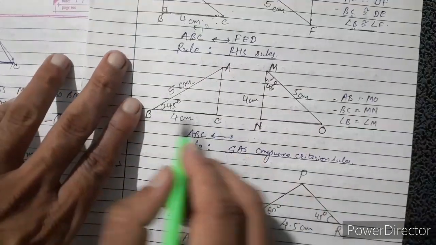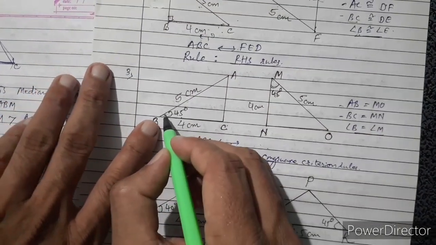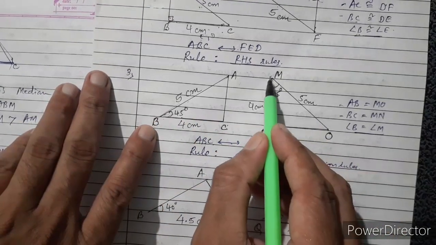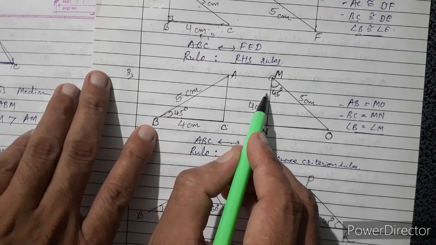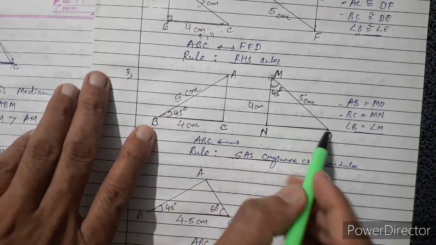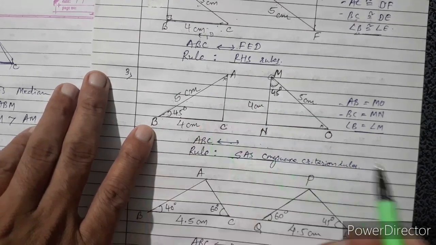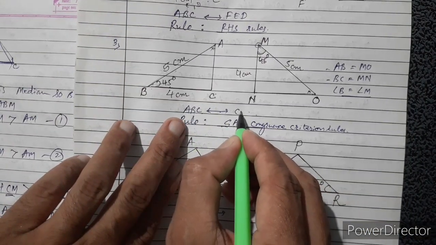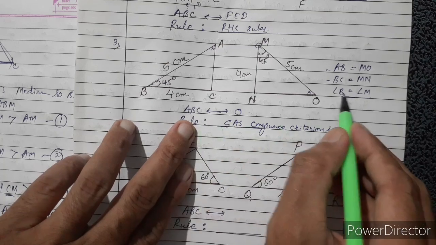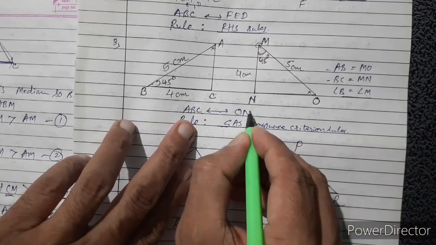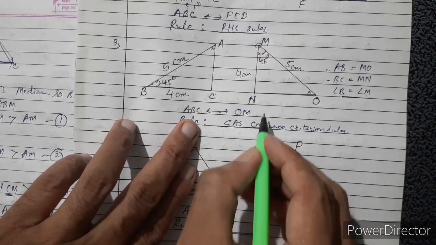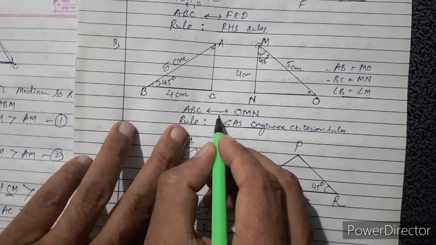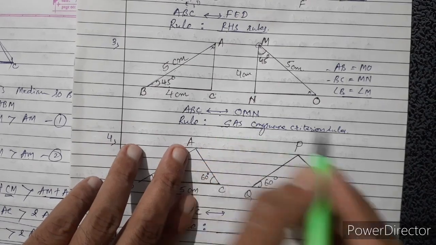Now look, B to A, that is 5 centimeter. So you just check here with M, which point is 5 centimeter away from M? That is O. That means O and A are equal. So at the place of first one A, you just write down here O. B and M are equal, so here write down M. Okay, and last one is N. So OMN. ABC corresponding to OMN.